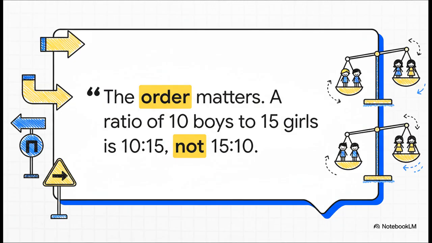Okay, now this is probably the single most important rule to remember. With ratios, order is everything. If you're comparing boys to girls, the number for the boys has to come first. If you mix them up, it's like telling someone to turn left when you actually mean right. You're going to end up in a completely different place.